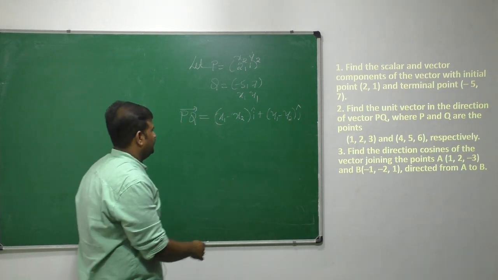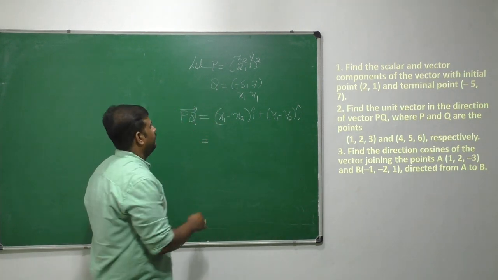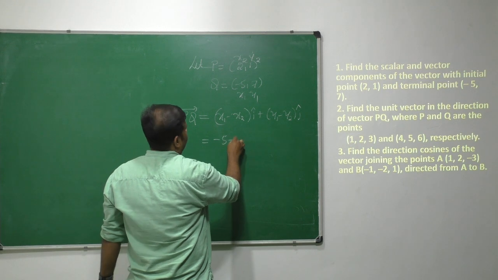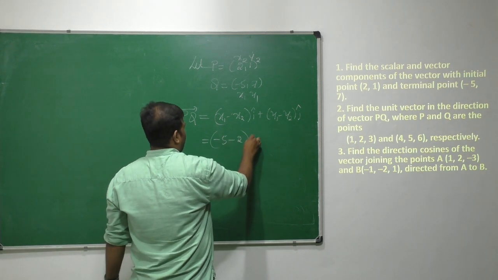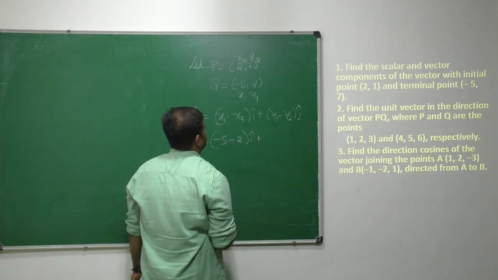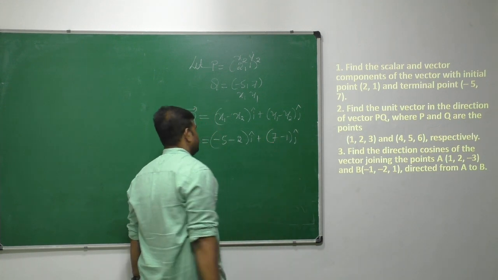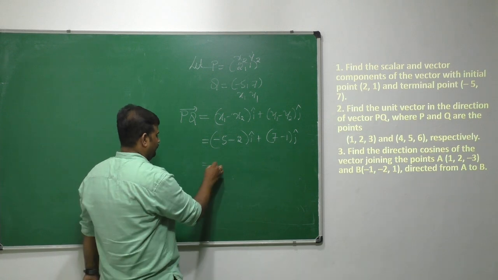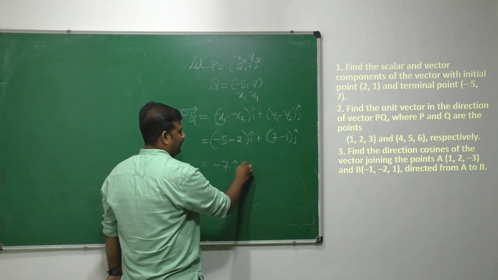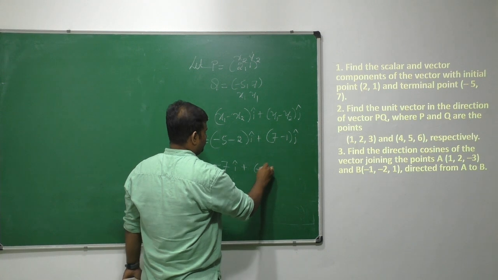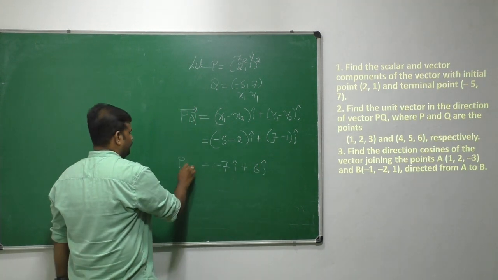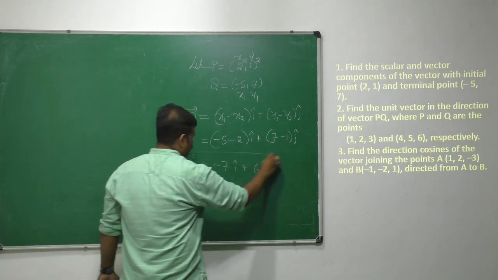So this is equal to (minus 5 minus 2) i cap plus (7 minus 1) j cap. Minus 5 minus 2 is minus 7, so minus 7 i cap plus 6 j cap. This is your vector PQ. First we found vector PQ.